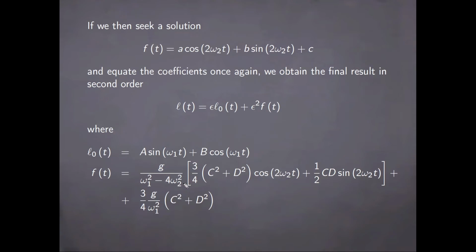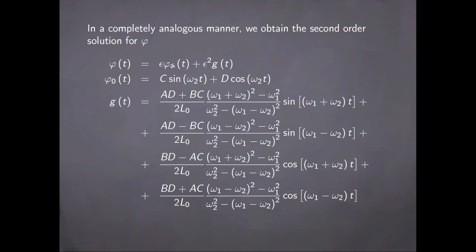And also notice that this solution is problematic when this denominator approaches 0, which is something that we will discuss in more detail later in the problem. And in a completely analogous manner, we obtain the second order solution for phi.